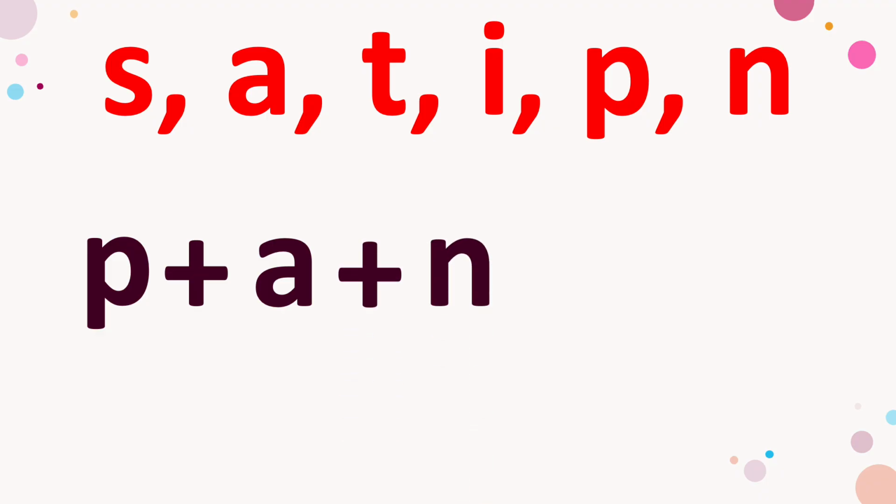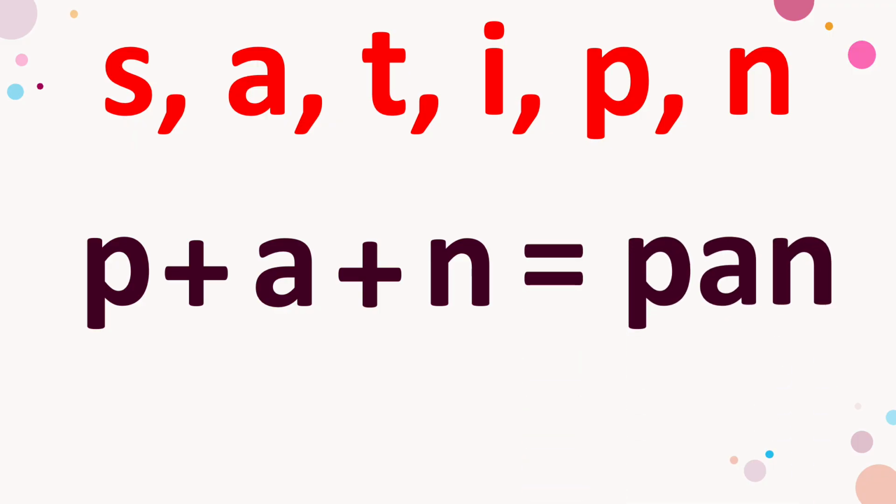What is this sound? P. And what is this sound? A. Let's blend: p, a, pa. And what is this sound? N. Shall we blend them? P, a, pa. Together it makes pan. Again, p, a, pa, pan. Great job. You just read a three-letter word.